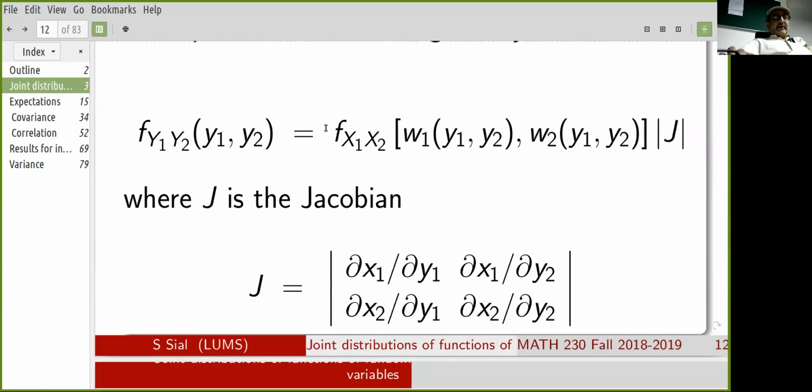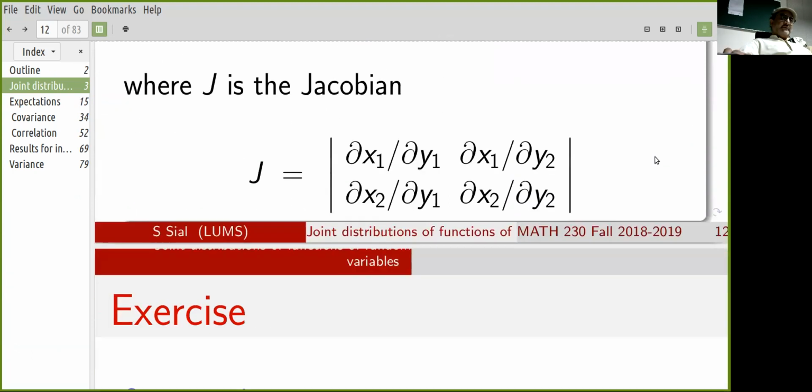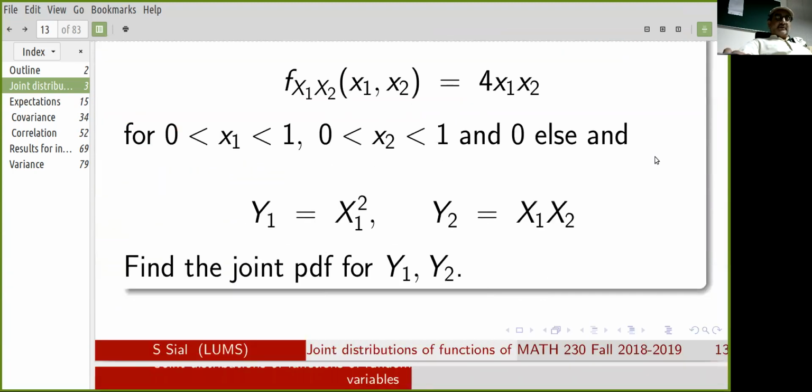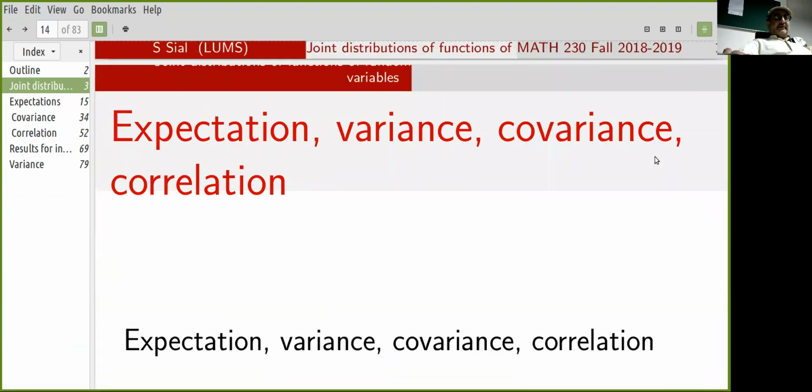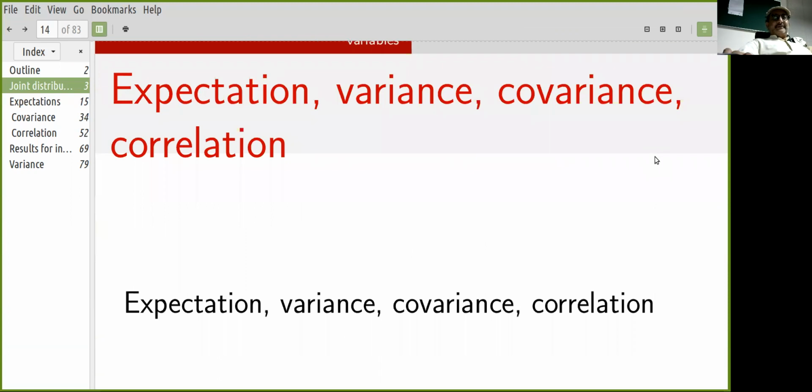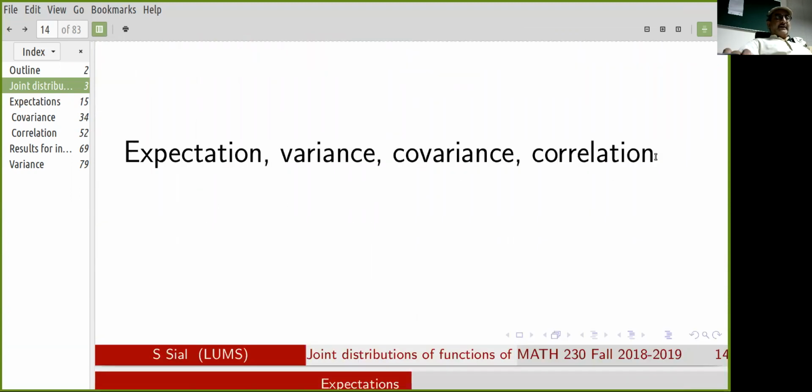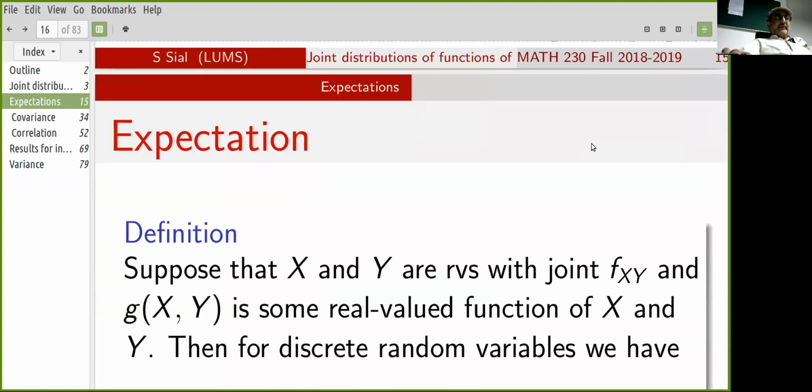Okay. And then you put it into this formulation. That will give you the result. And you should do this exercise to make sure that you understand that. Okay, so now that we have the basic definitions down, where do we use these a lot? These would be in things like expectations, variances, covariances, and correlations, right?